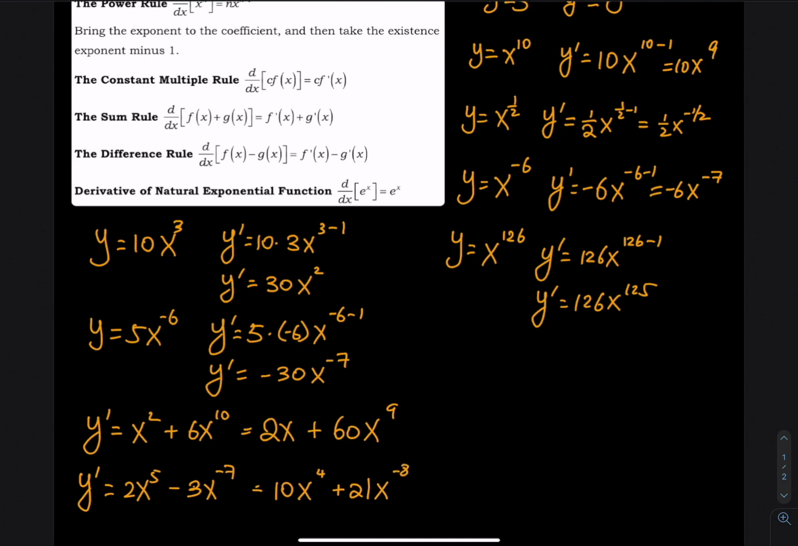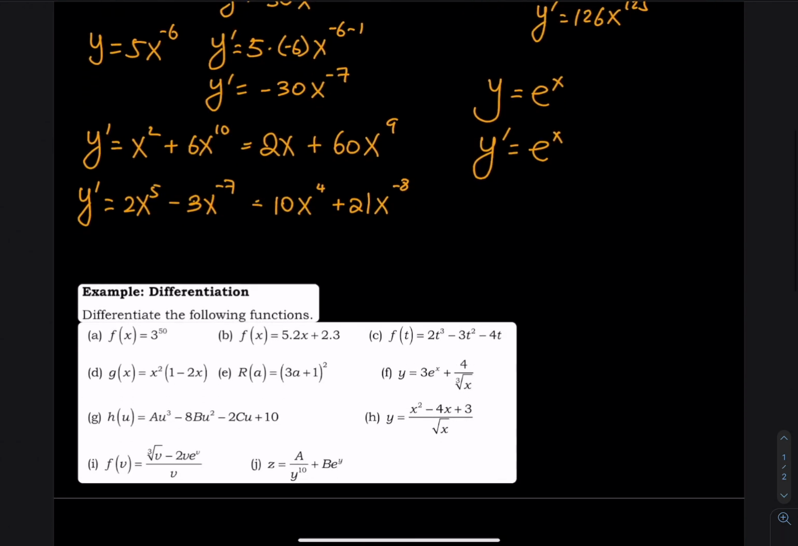And then finally, you have y equals e to the x, and then the derivative is still e to the x. For e to the x, it doesn't matter how many times you take the derivative, it's always e to the x. So that is the basic rules of taking derivative. So let's do a couple problems.